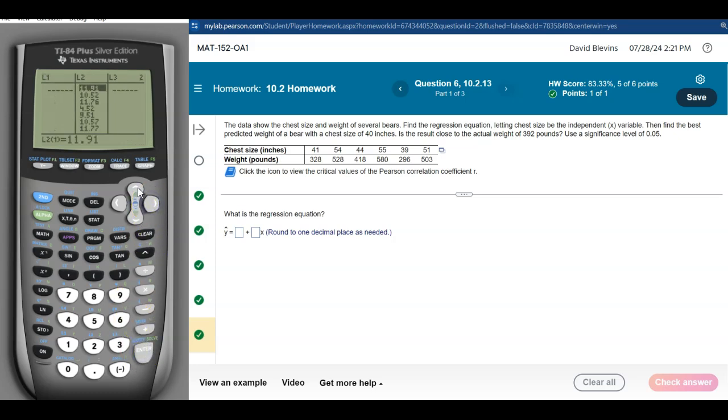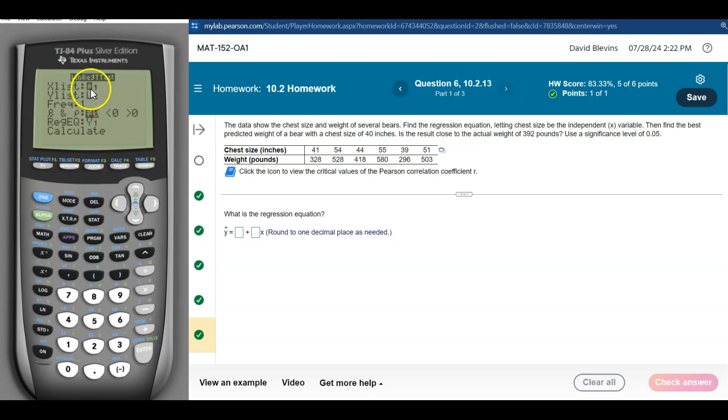Same thing. I'm going to go over to L2. Press up, clear, enter. All right, then I'm just going to go into L1, enter in all the X's. Go into L2, enter in all the Y's. All right, and then once I have that in there, I'm going to press stat, go over to test, and then press up to LinRegTTest. I'm just going to enter.